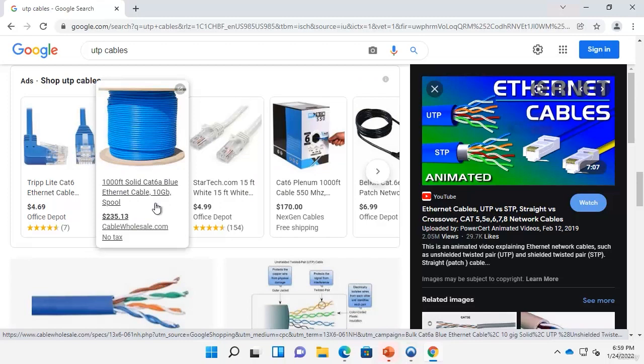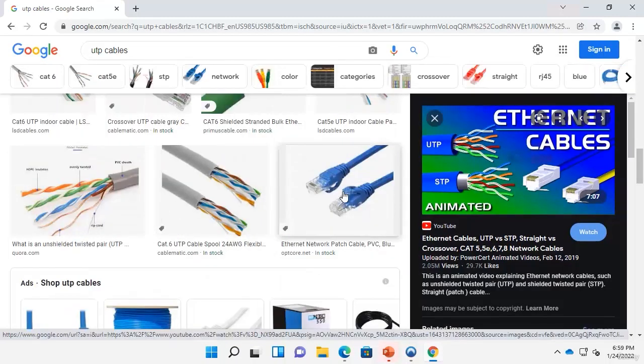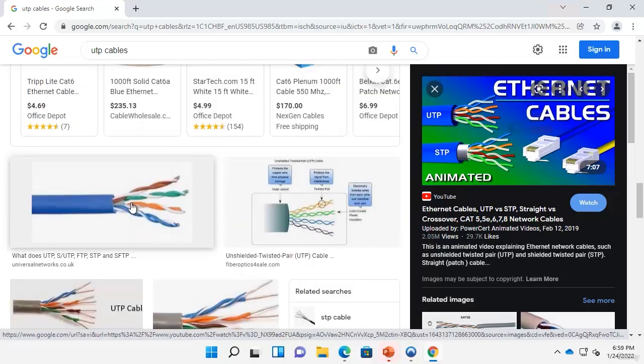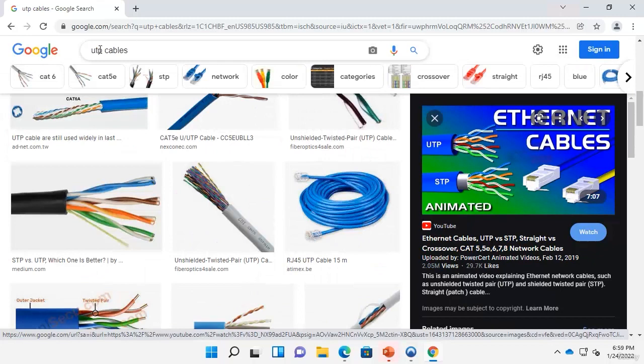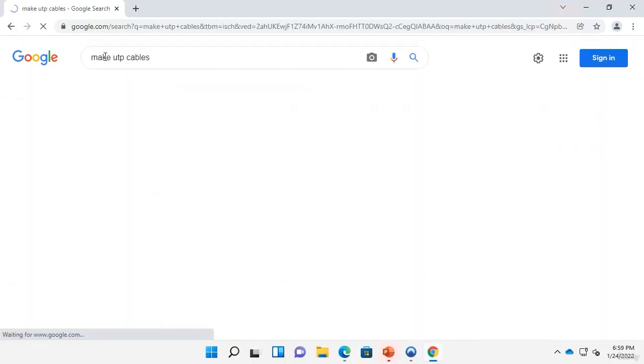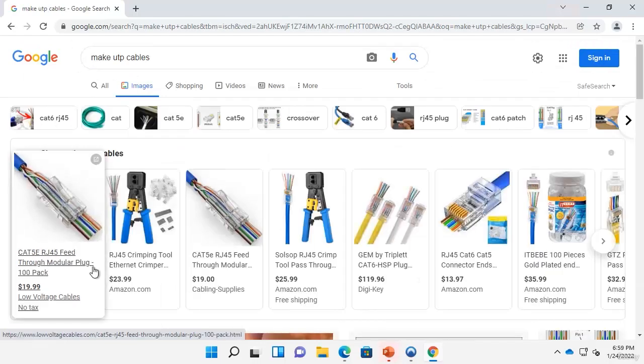Now, the vast majority of us will just buy cables, but then occasionally people will buy 1,000 feet of 6A cable capable up to 10 gigabits. You can see that you can get 1,000 feet of cabling for $235. Well, if you do that, then we're going to have to create them. All right, let's just say make UTP cables, and you'll see the components.